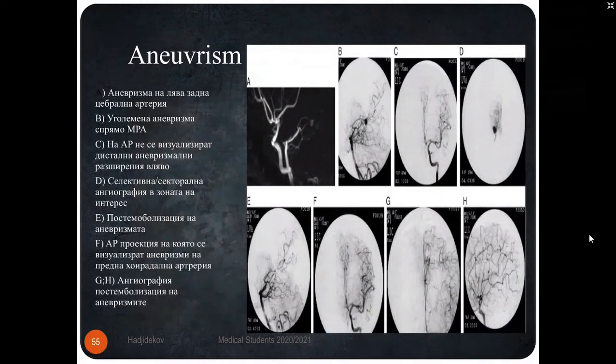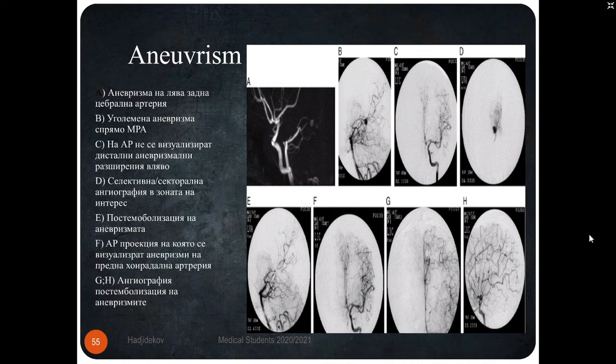Aneurysms, as we said already, carry a big risk for rupture if you have a patient with an aneurysm. After embolization of the aneurysm, the blood supply can be stopped, and you will have a normal aspect, a normal image of the vessel. We treat this aneurysm nowadays with interventional techniques and with embolization with coils.